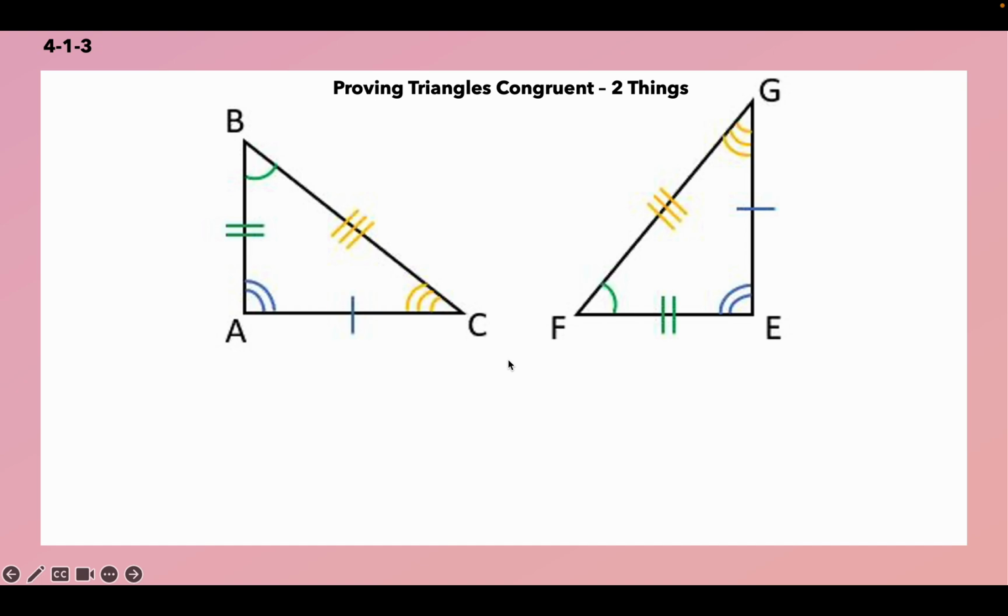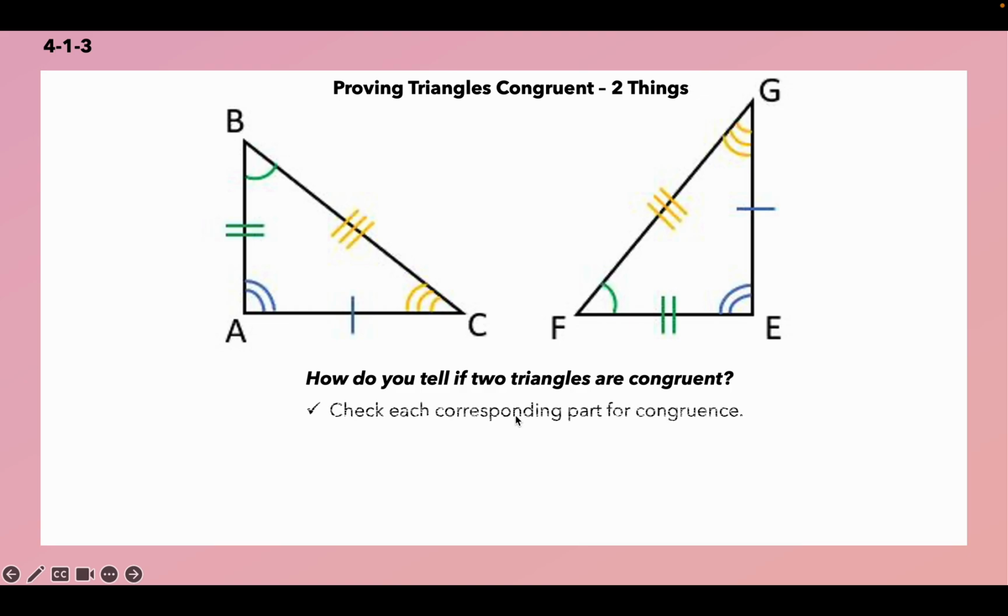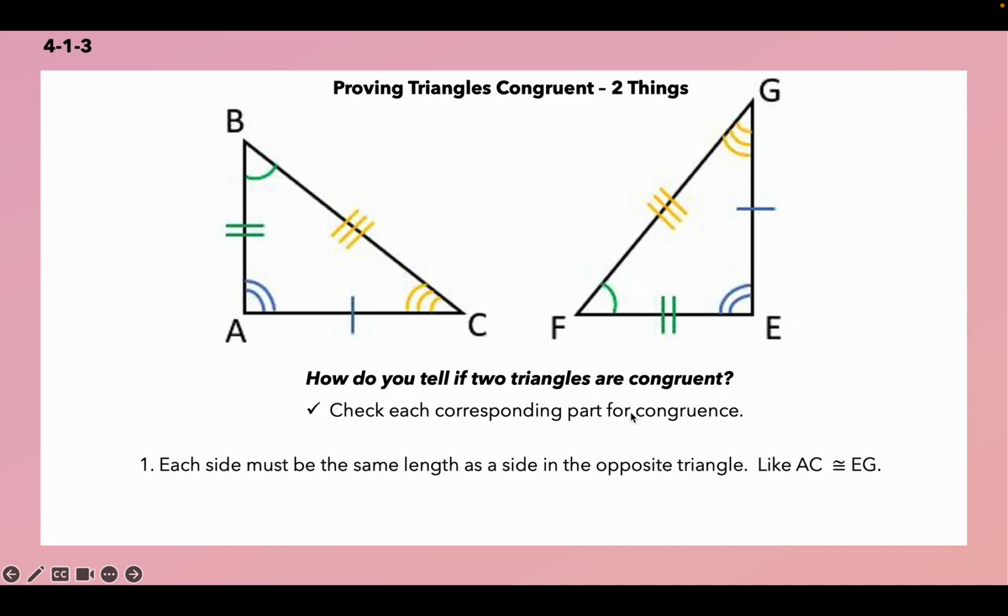Now, if I'm going to prove that triangle ABC is congruent to triangle EFG, I have to do two things. How do you tell if two triangles are congruent? Check each corresponding part for congruence. If even one of these things is off, then I can't tell for sure that they're congruent. Something could be a hair off. Each side must have a side that is congruent to it on the other triangle. For example, like AC is congruent to EG.